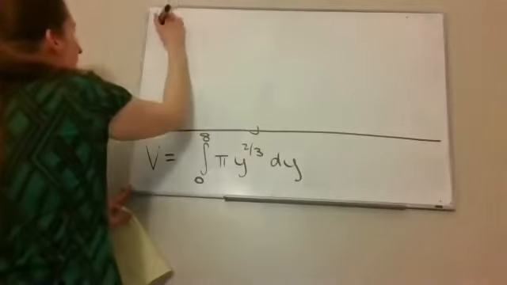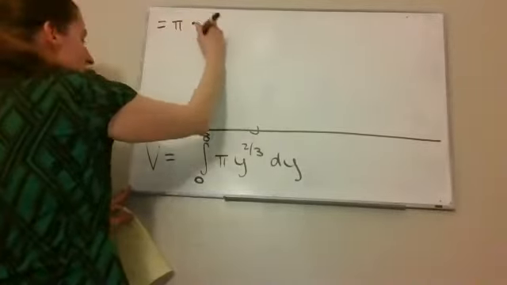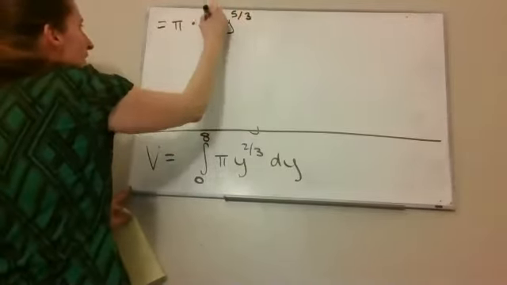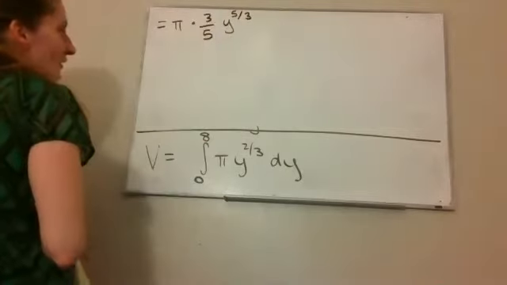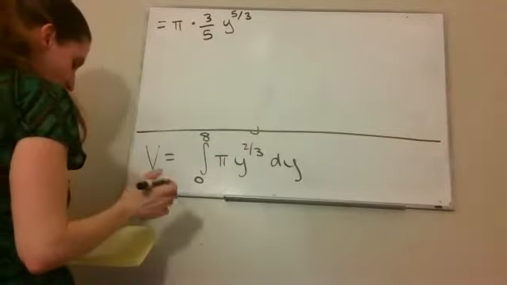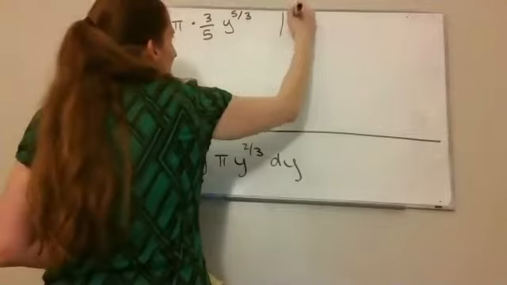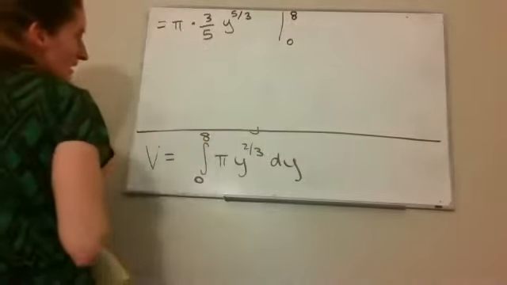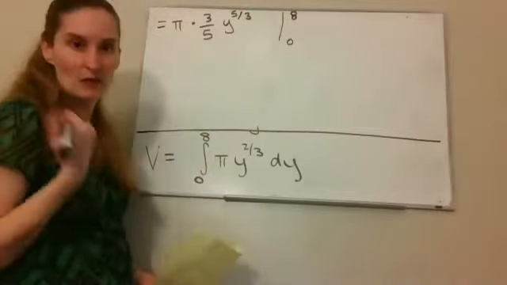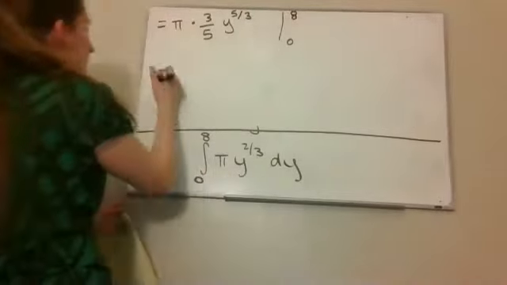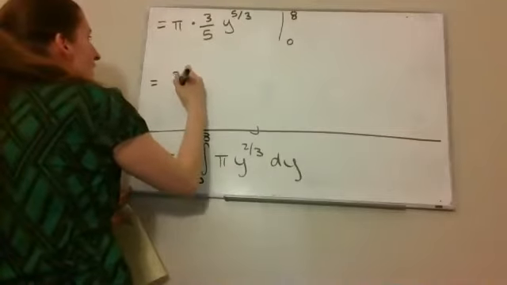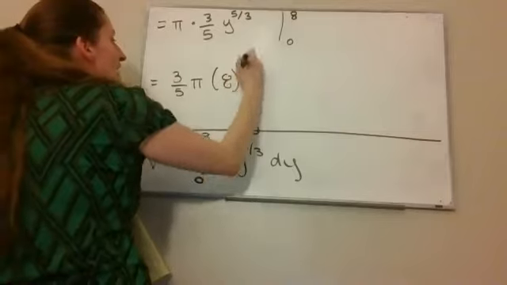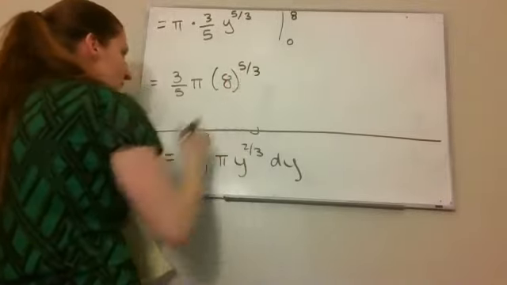So I still have my pi. Now I'm adding 1 to my exponent, so I get y to the 5/3, and divide by 5/3. That's the same thing as multiplying by 3/5. Then we're going to plug in the 8 and plug in the 0. Now, when I plug the 0 into this, I'm going to get 0. So really, I just need to plug in that 8 to find the answer. And I'm going to get 3/5 times pi times 8 to the 5/3 power.